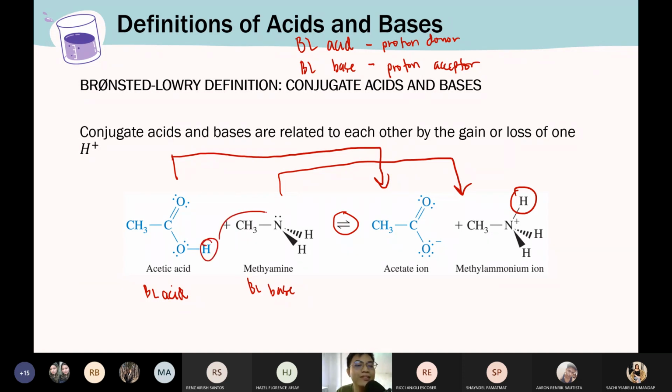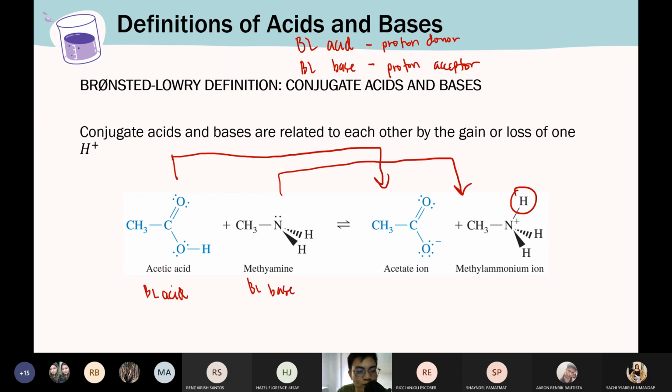Yung H, kinuha niya. Okay? So, ibig sabihin, methylamine is a base because it accepted the proton. So, yan yung by just looking at the formula, no? By just looking at the equation, you can infer sino yung acid, sino yung base, no? Ano yung difference? Yung number of hydrogen lang. Kapag acid, mababawasan ng hydrogen. Kapag base, nadadagdagan ng hydrogen. Okay? So, yun lang yung shortcut dyan. Pag nabawasan ng H, acid yun. Pag nadagdagan ng H, base yun.